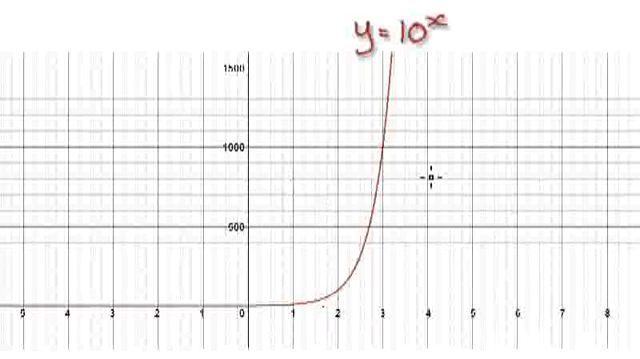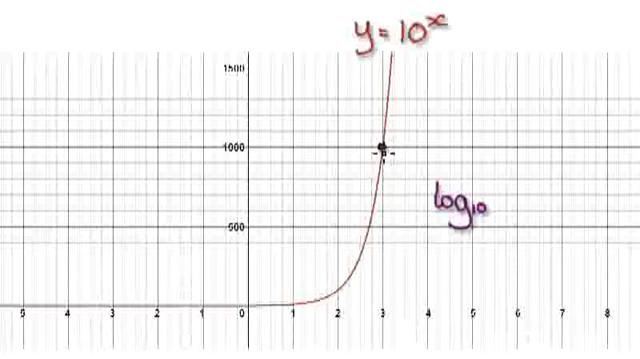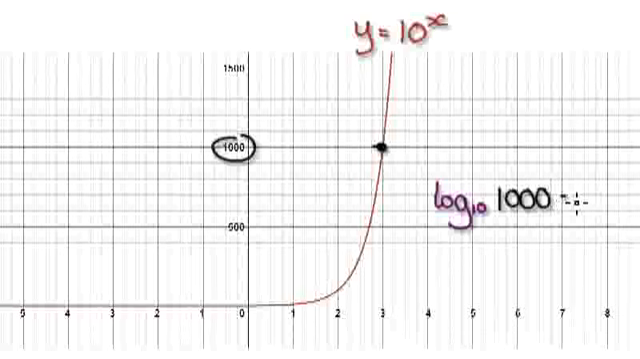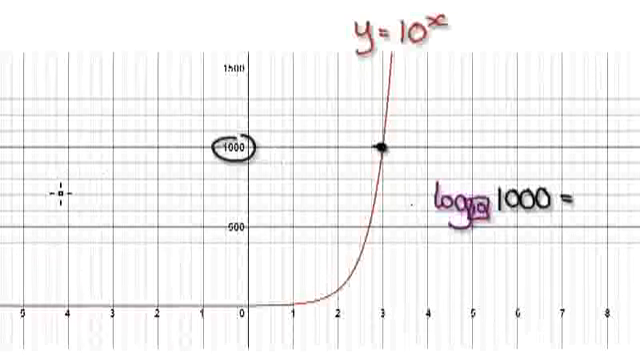Or if I was to ask you what's log base 10 of, let's say this point here, which is 1000, what is it? Well, you would look at this here. This is your base, so you would translate it as 10 to the power of what will give me 1000. If you put a 3 into here, then 10 to the power of 3 will give you 1000. So the answer here is 3. And you can see that from this here.